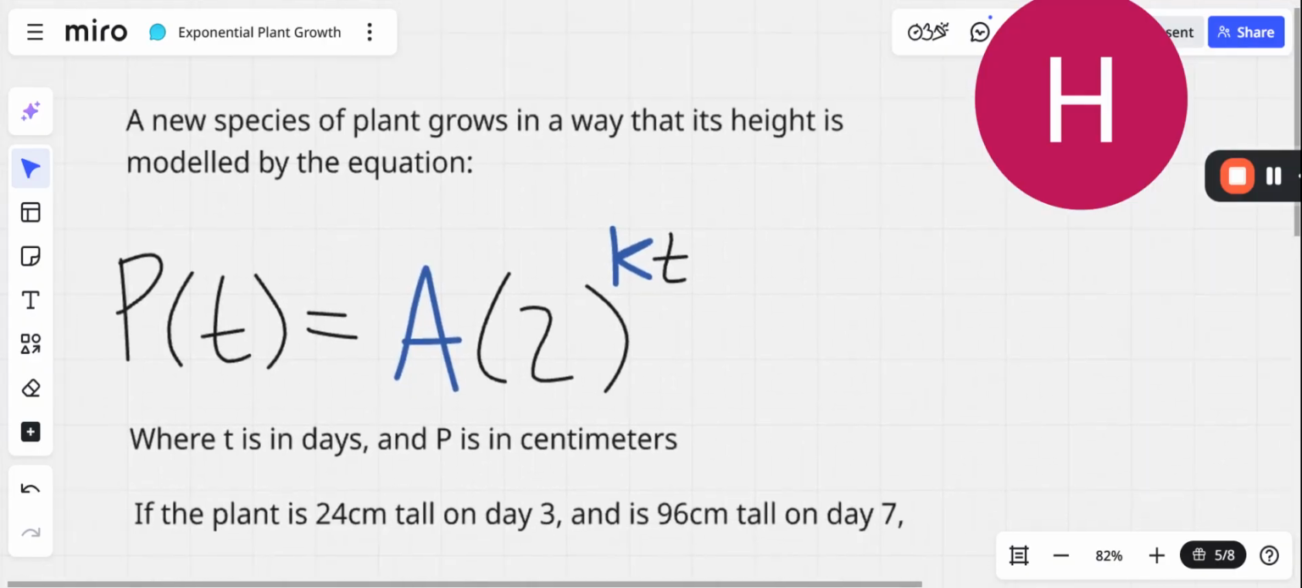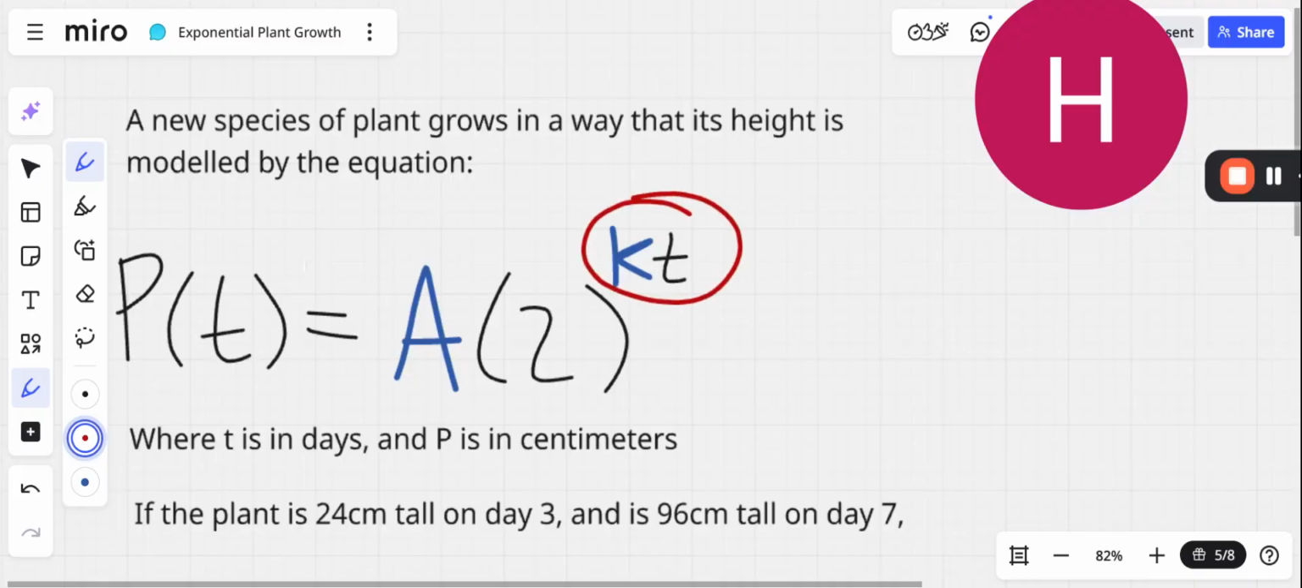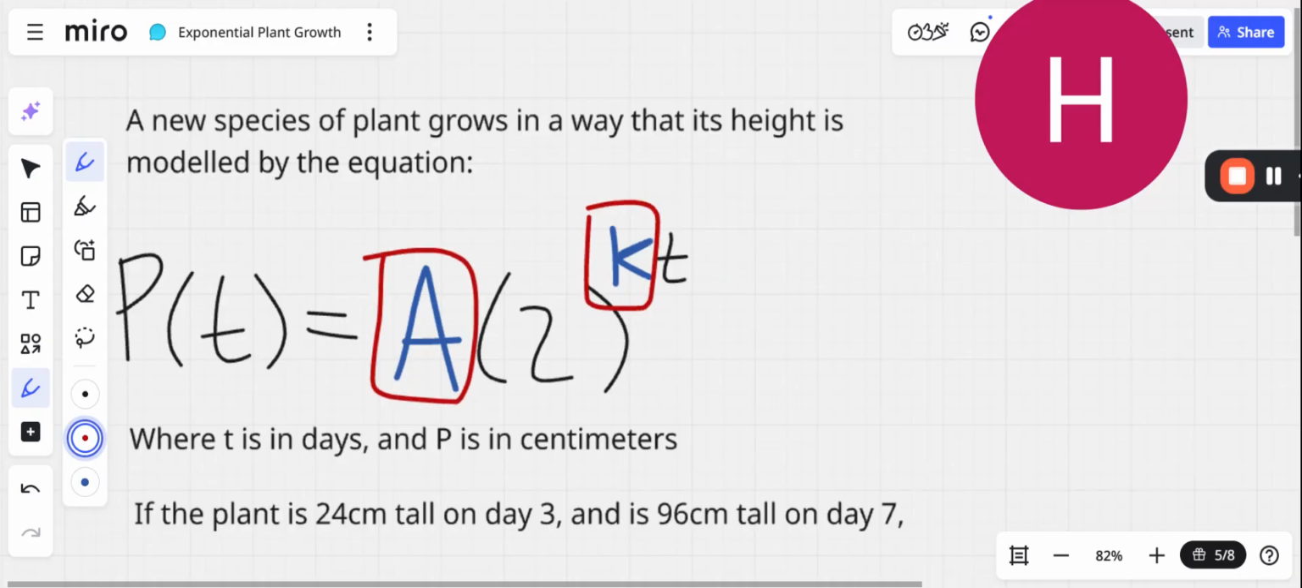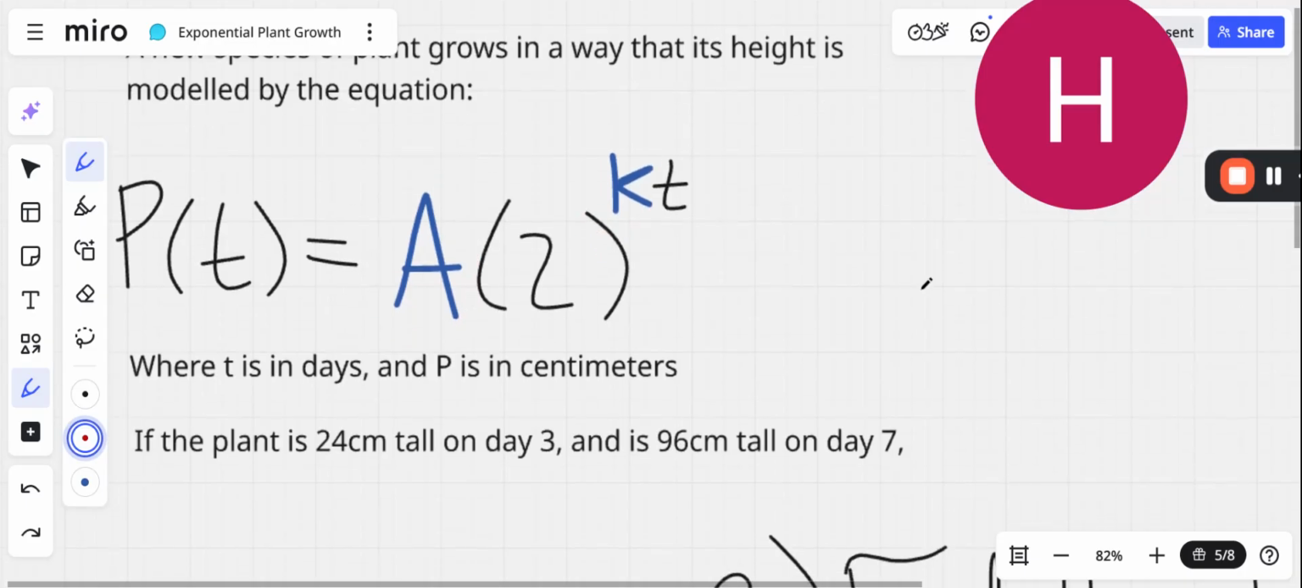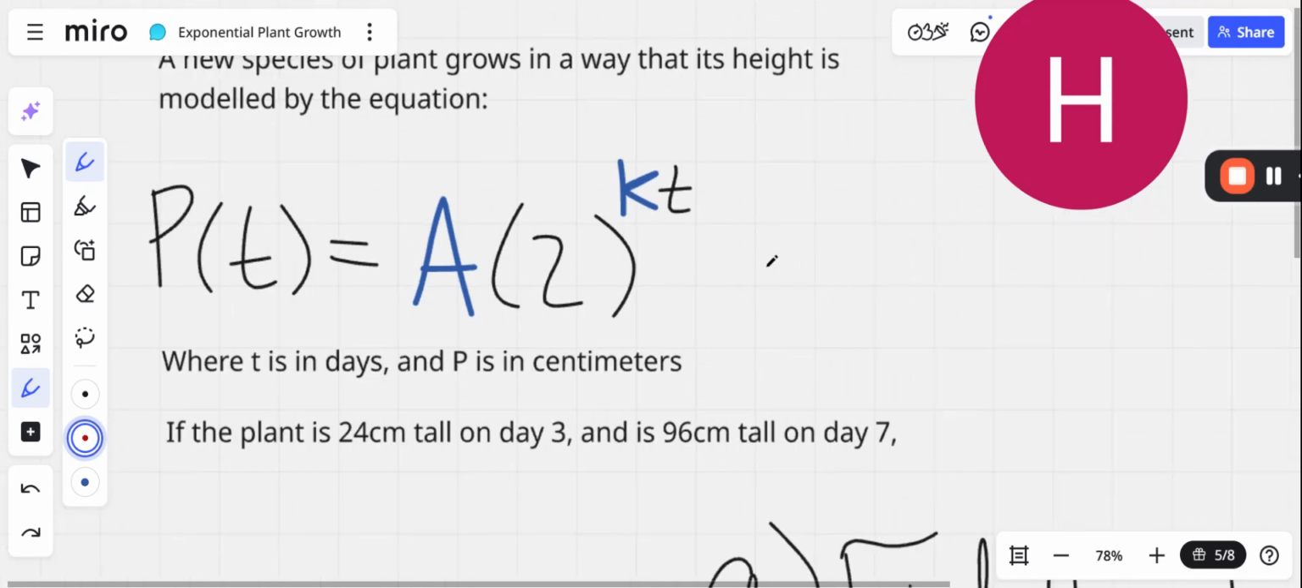In this case, we have a new species of plant that's growing in an exponential way. What makes this exponential, just a reminder, is that the variable is in the exponent. That's why it's called exponential. And we have these missing constant values. There's some numbers we don't know what they are. We're going to use that information along with this given information, some details about the height of this plant over the course of some days.